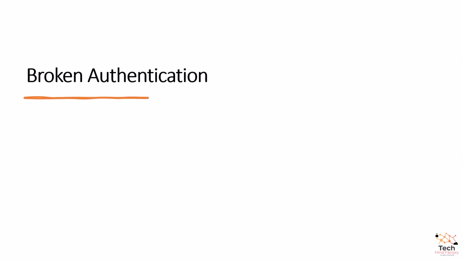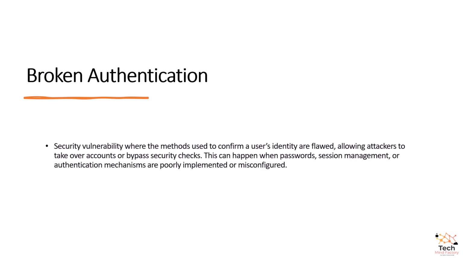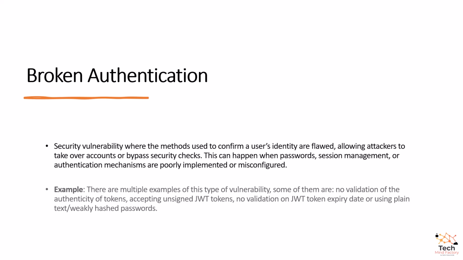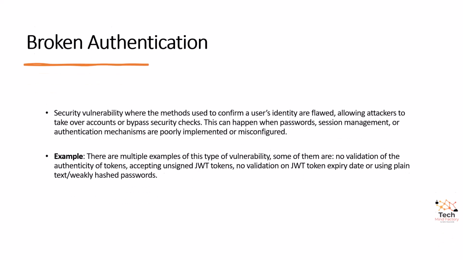Another vulnerability from the list is broken authentication. It's a security vulnerability where the methods used to confirm a user's identity are flawed, allowing attackers to take over accounts or bypass security checks. This can happen when passwords, session management, or authentication mechanisms are poorly implemented or misconfigured. Example: there are multiple examples of this type of vulnerability. Some of them are no validation of the authenticity of tokens, accepting unsigned JWT tokens, no validation of the JWT expiry date, or using plaintext or weakly hashed passwords.